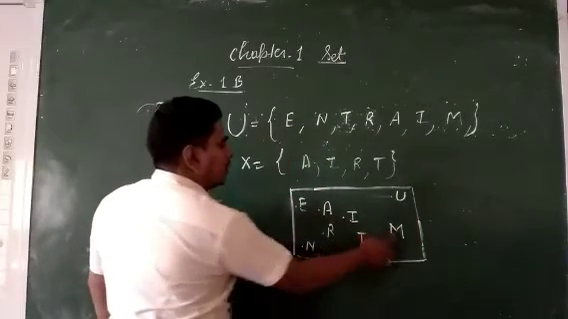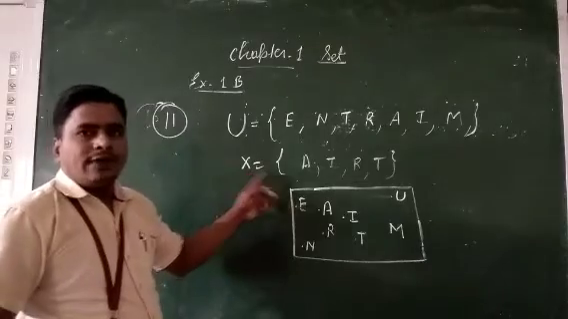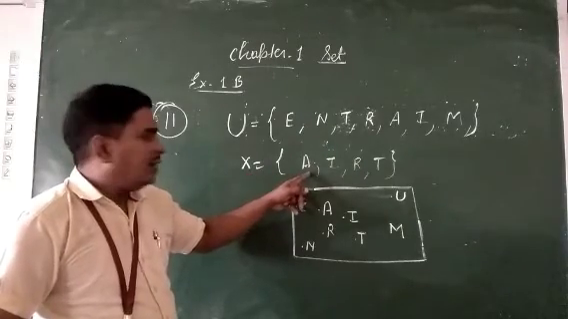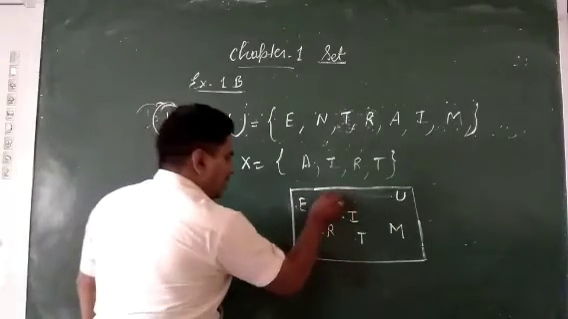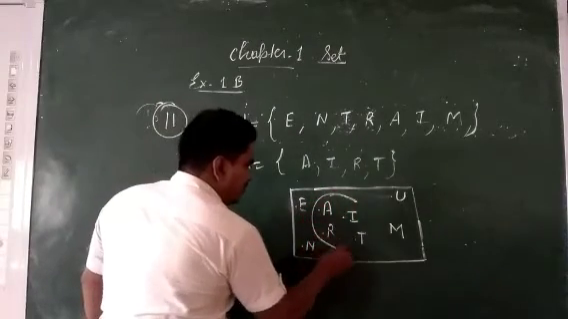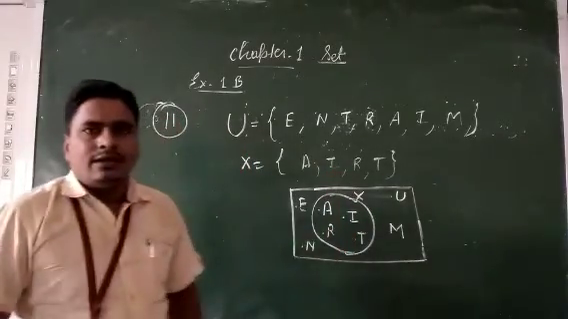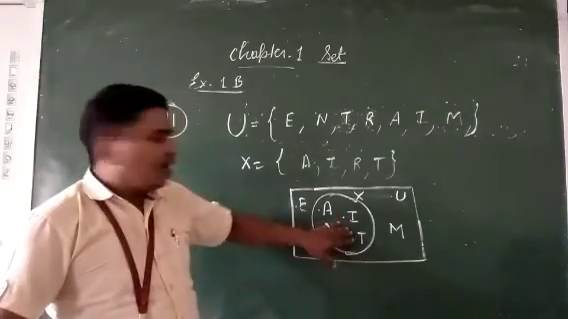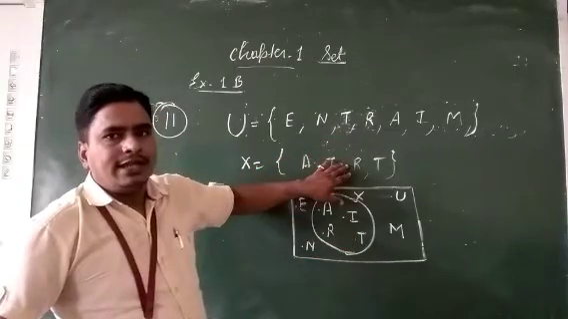1, 2, 3, 4, 5, 6, and 7. And the set X contains 4 elements: A, I, R, T. So here we draw a circle to represent the set X. Clear? So this is the Venn diagram for this universal set, and this is the set X.